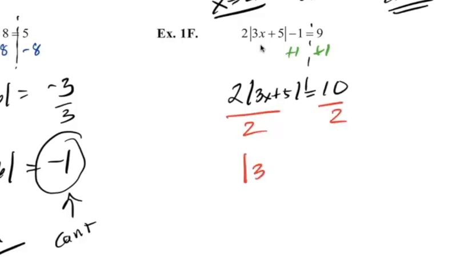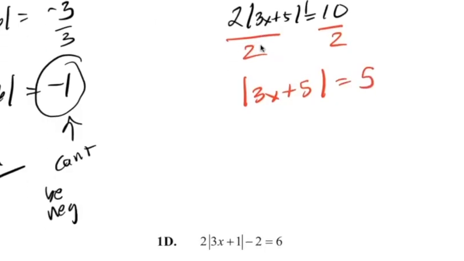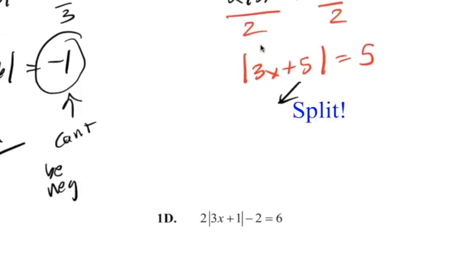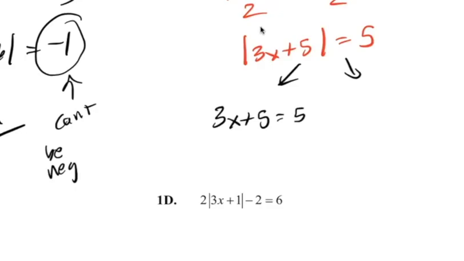So you get 3x plus 5 is equal to 5. And then here we want to split it. So we're going to split this side, right? So 3x plus 5 is equal to 5. That's our positive version of the solution. Remember, we only change the solution. Remember, here we have 3x plus 5 is equal to negative 5. That's our negative version. And then we're just going to solve each one.